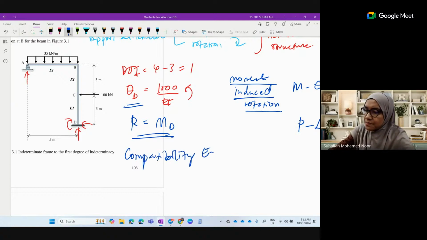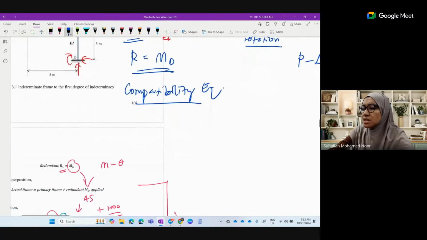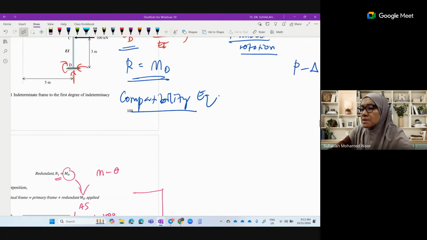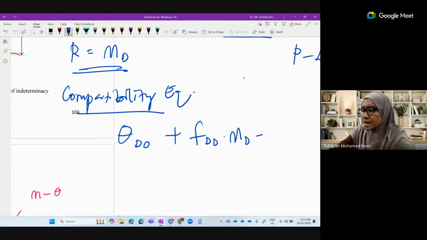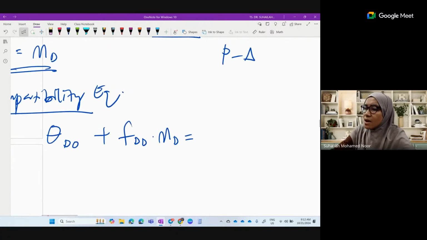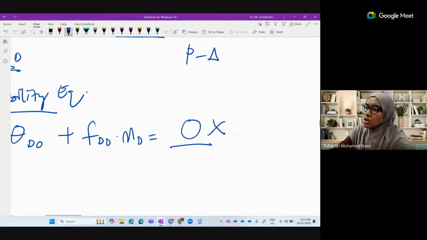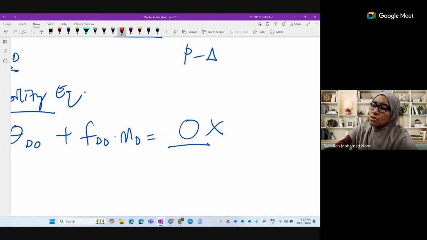So with redundant MD, we will have the compatibility equation. The compatibility equation, as usual, starts with the primary theta D naught plus F D times MD is equal to something. Now it is not equal to 0, because 0 means no support settlement.